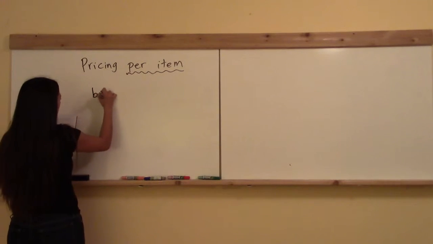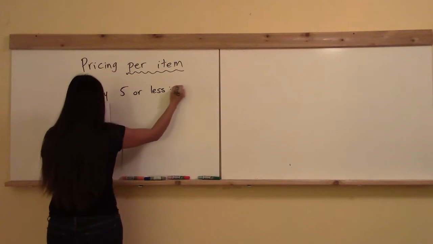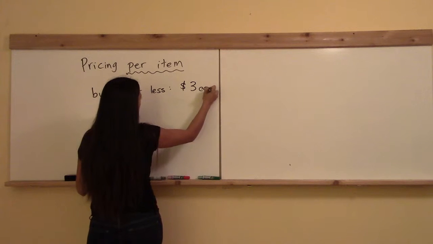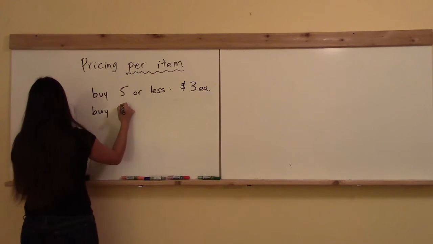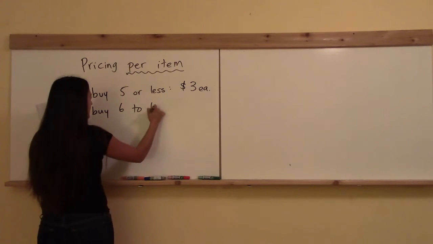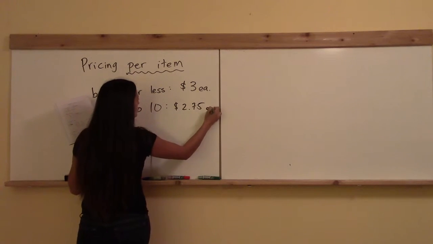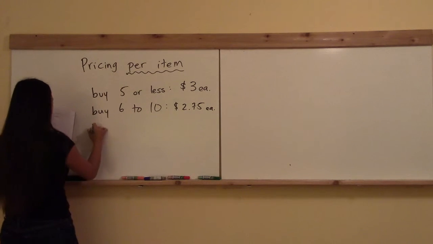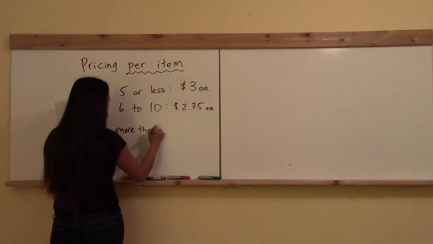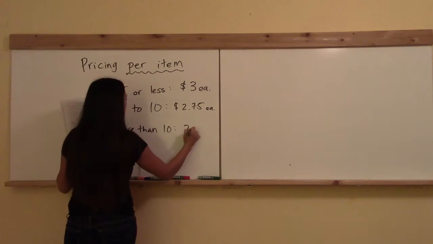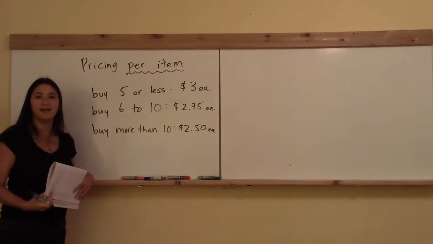Let's say in my business, if you buy 5 or fewer items, it's going to cost you $3 each. But I want to encourage you to buy more. So if you buy 6 to 10 items, I'll give you a price of $2.75 each. That's why I meant pricing per item. And let's say if you buy more than 10, I'm going to give you a price of $2.50 each. That's going to be your best deal. So buy more than 10.